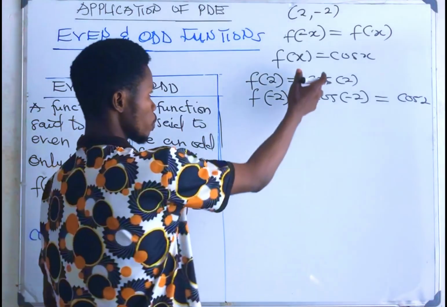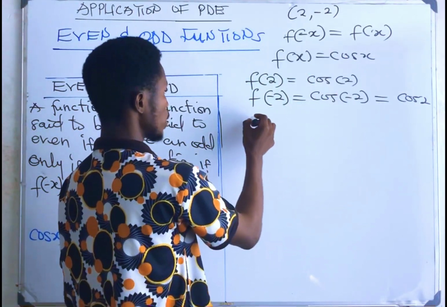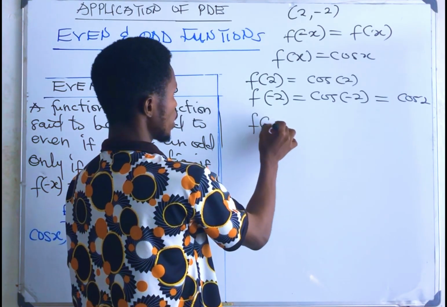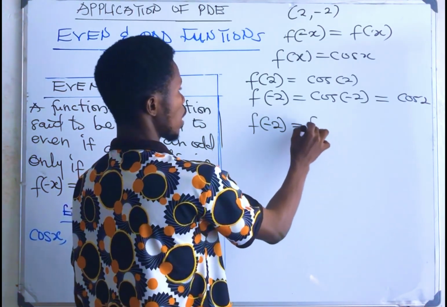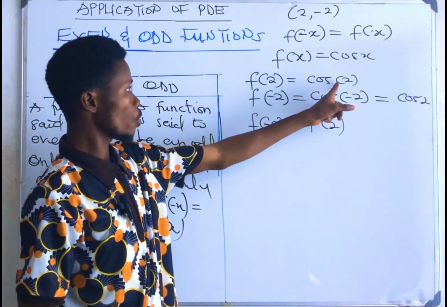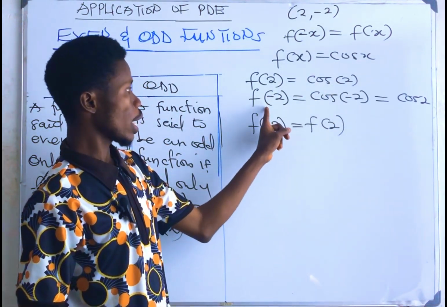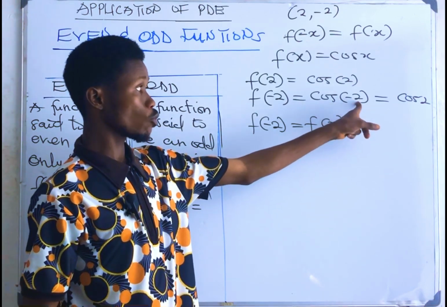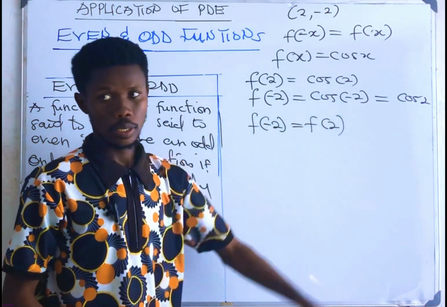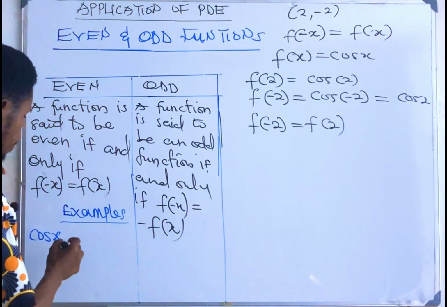So in that effect, you can say that f at negative 2 is f at 2, because the answer you get for f at 2 will be the same as f at negative 2, that is cos negative 2. Is that okay? Yes. Let's look at the next example.